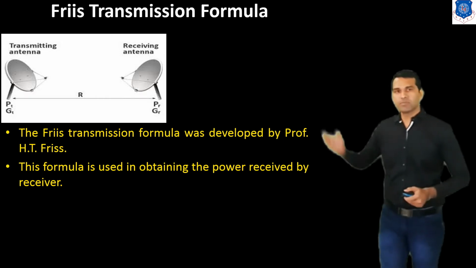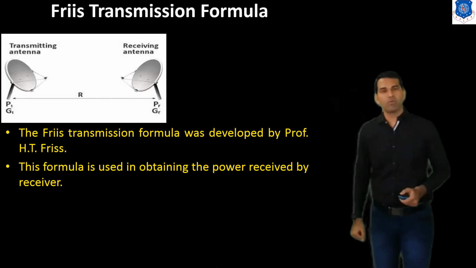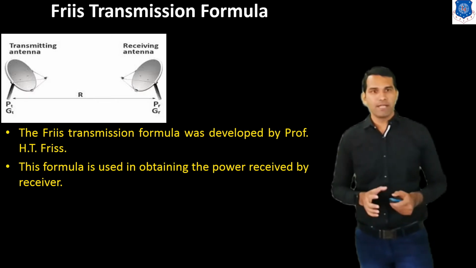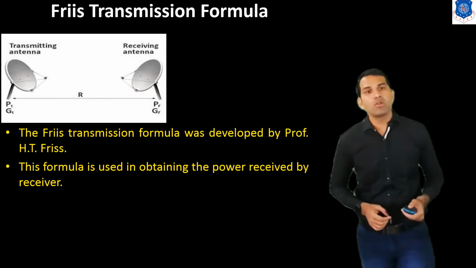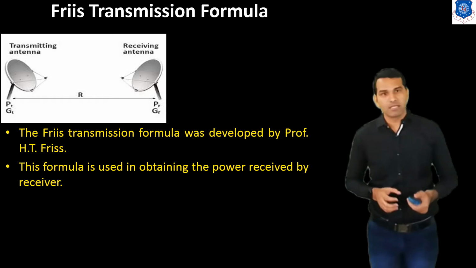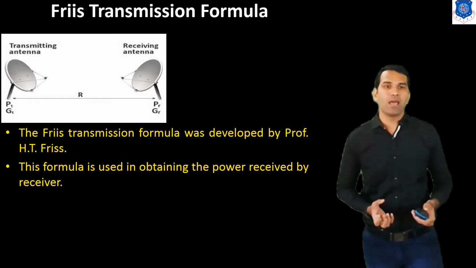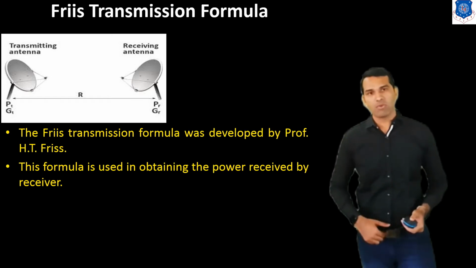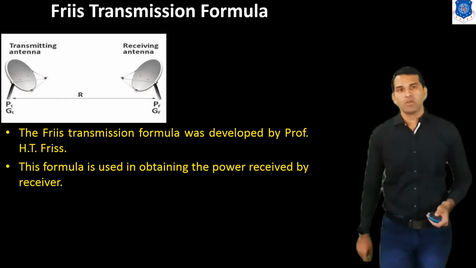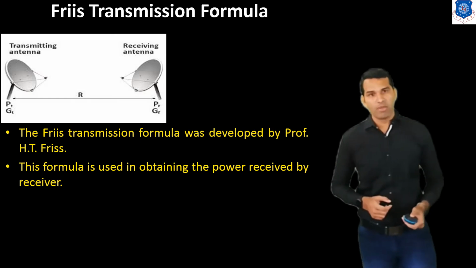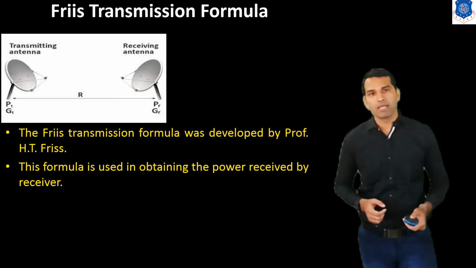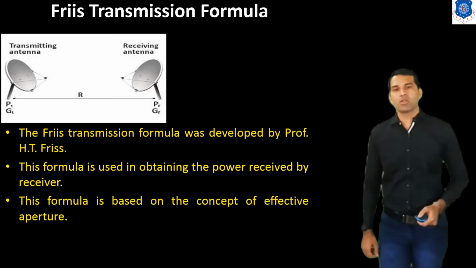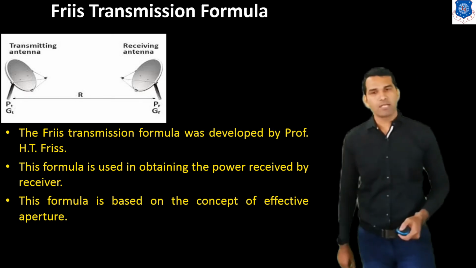That means here in this figure we can see there are two antennas. One is the transmitting antenna and the second one is the receiving antenna. The transmitting antenna radiates some amount of power, and now we want to know how much power is received by the receiving antenna. That we can find by using this Friis transmission formula. So that's why we study the Friis transmission formula. By using it, we can know how much power is received by the receiver. This formula is based on the concept of effective aperture.